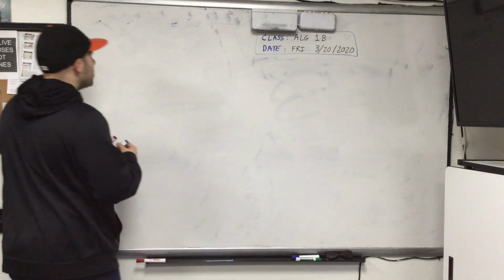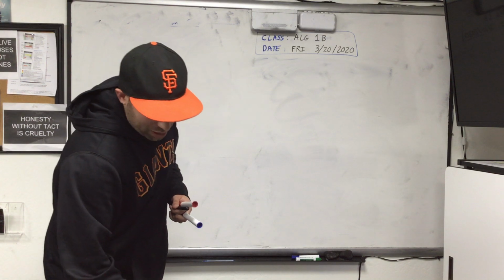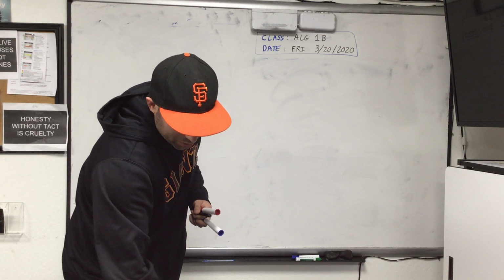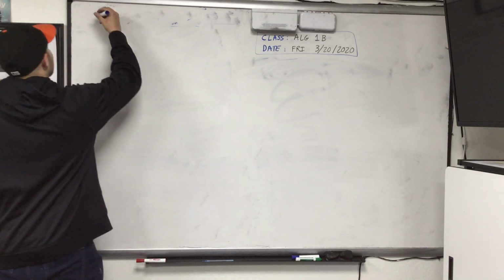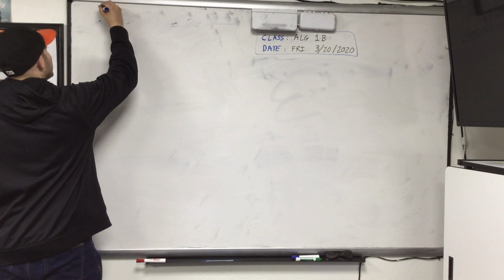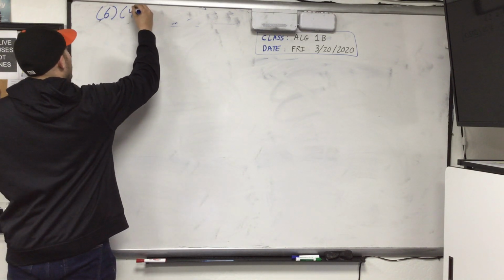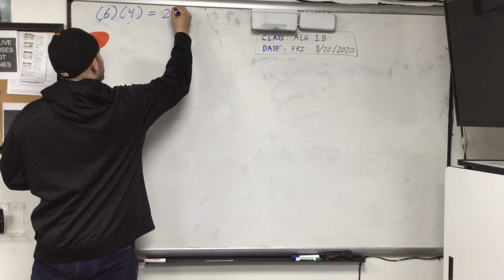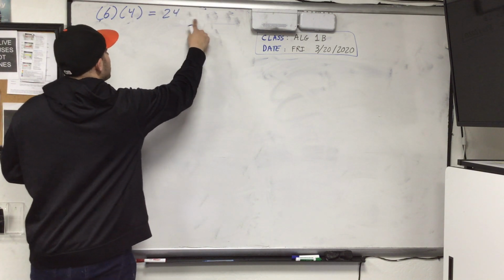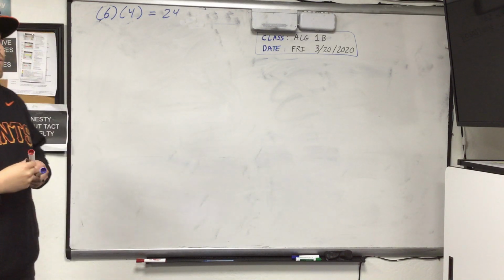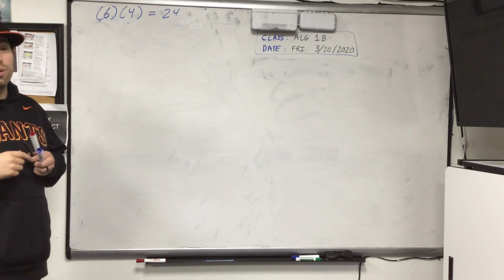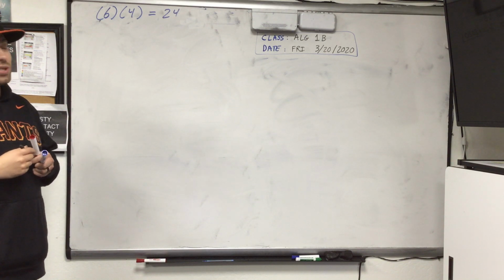Okay, so let's take a simple multiplication problem, like 6 times 4 equals 24. So, like was said in the zero product principle, if one of the factors is equal to 0, then the product is equal to 0.